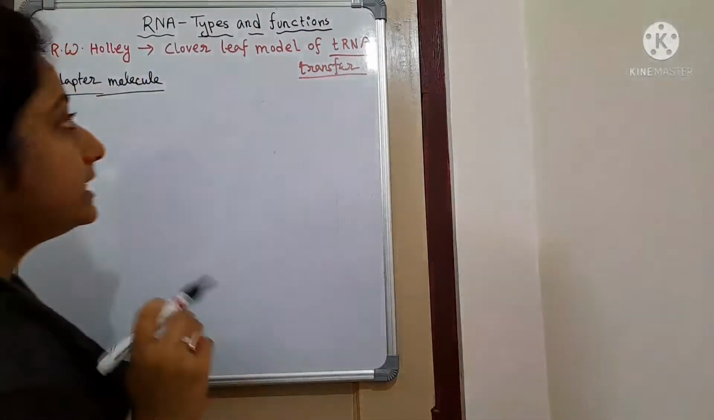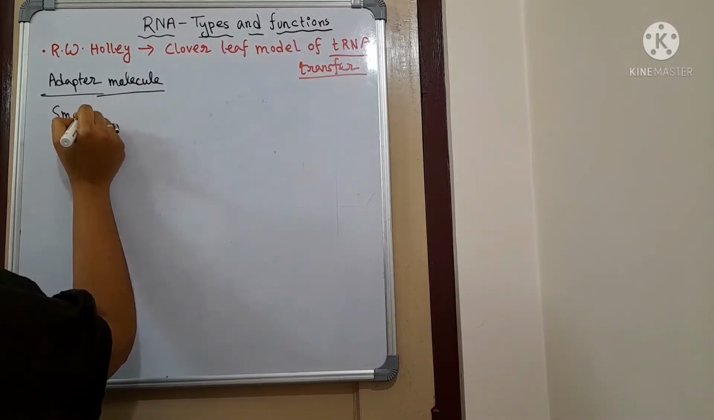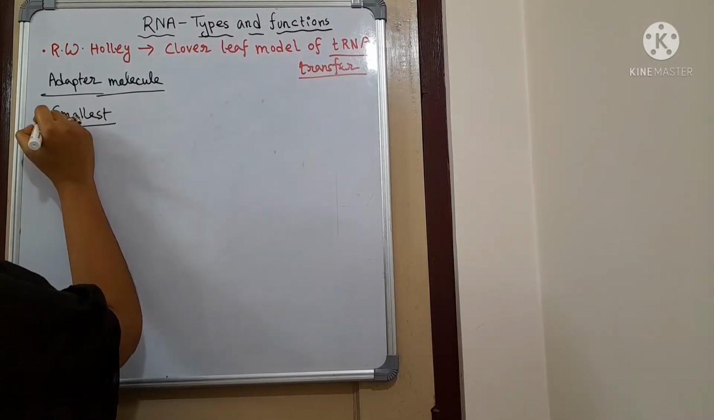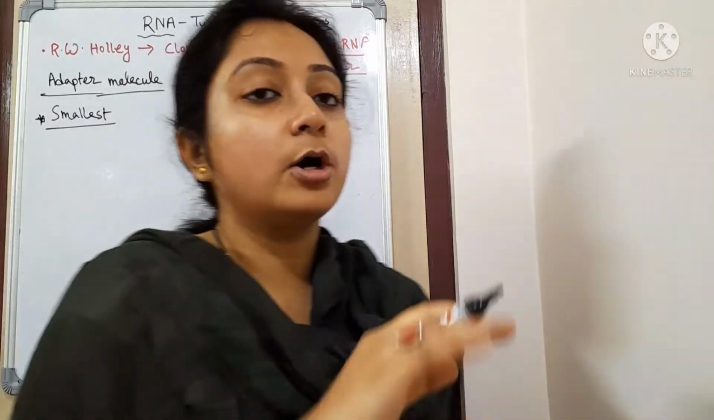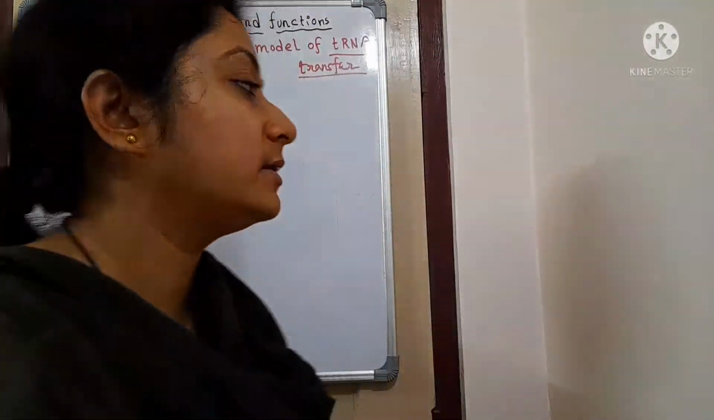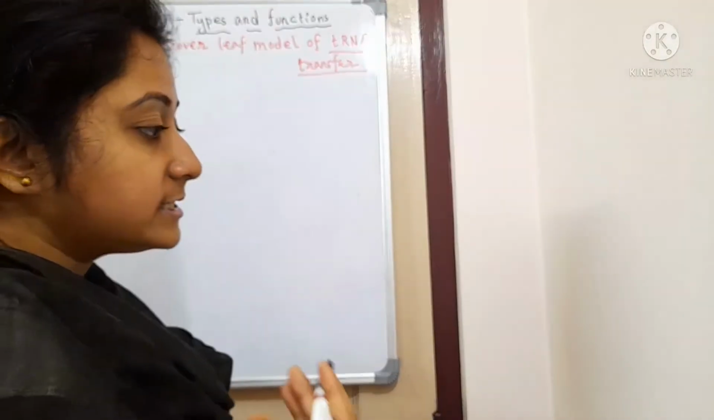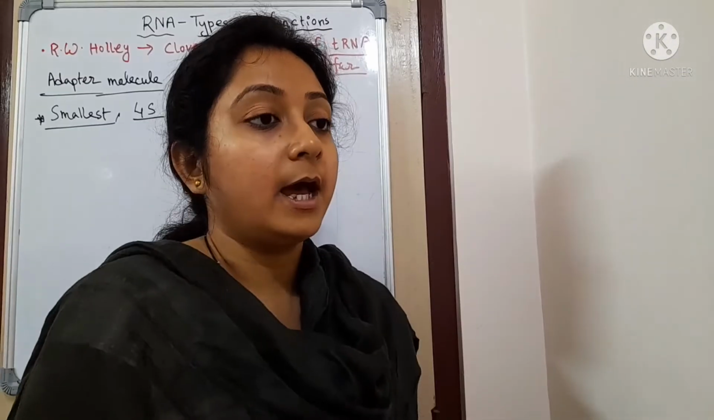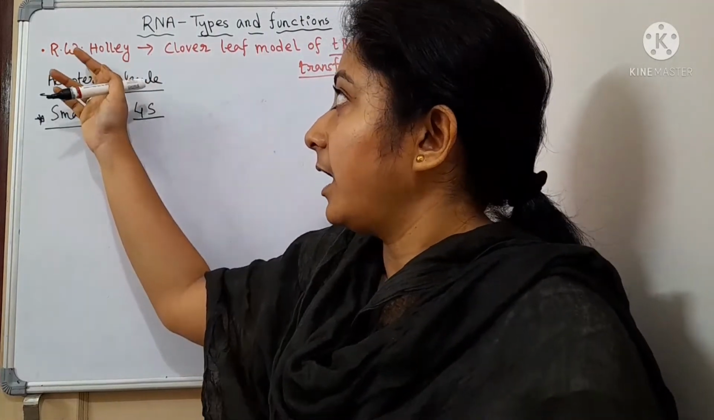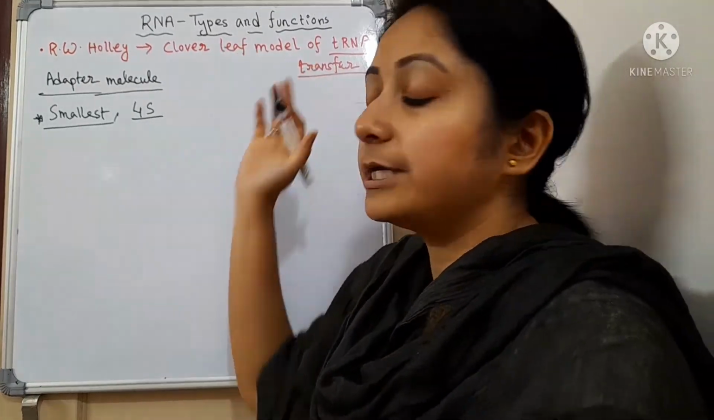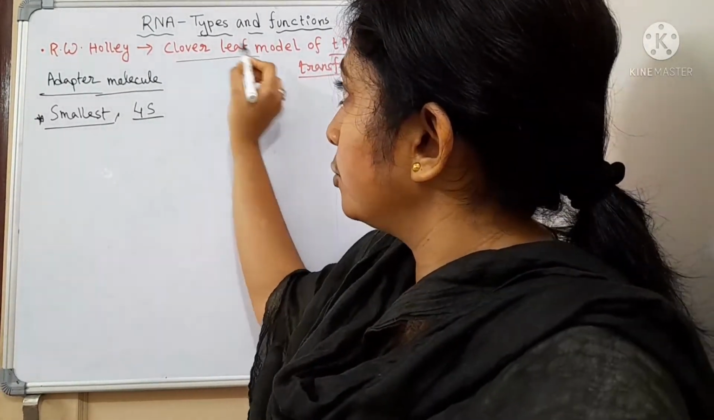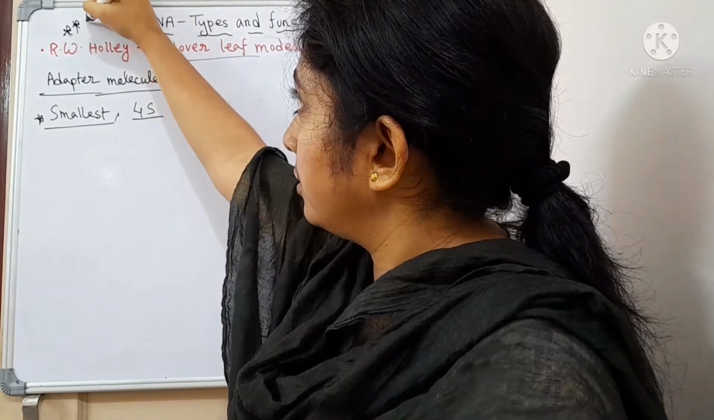tRNA is the smallest RNA. This is the smallest RNA among all the RNA which are found in the cell. So among all the three RNA, tRNA is the smallest RNA. That is why its sedimentation coefficient is quite less. It is like 4S. This is the sedimentation coefficient of tRNA. And when talking about the structure of the tRNA, R.W. Holley was the scientist who first introduced the clover leaf model of tRNA, who gave the clover leaf structure of tRNA.